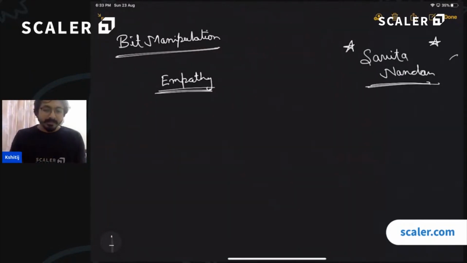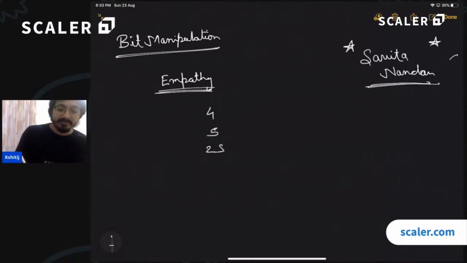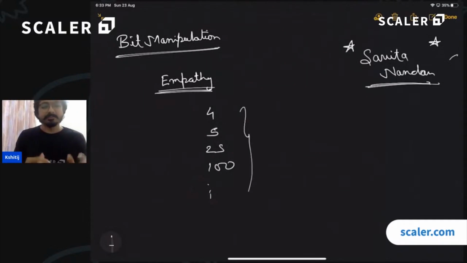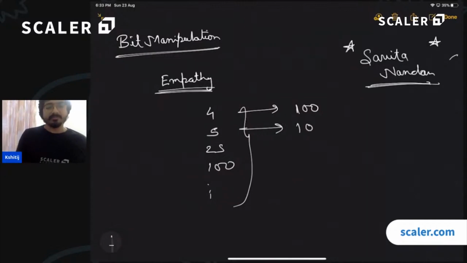Now, from our perspective, we see numbers like 4, 5, 25, 100, etc. We see numbers in decimal, but computer doesn't see the numbers like this. Computer sees the numbers in binary. So for computer, this is not 4, this has to be 100. For computer, this is not 5, this has to be 101. So everything for computer is binary.